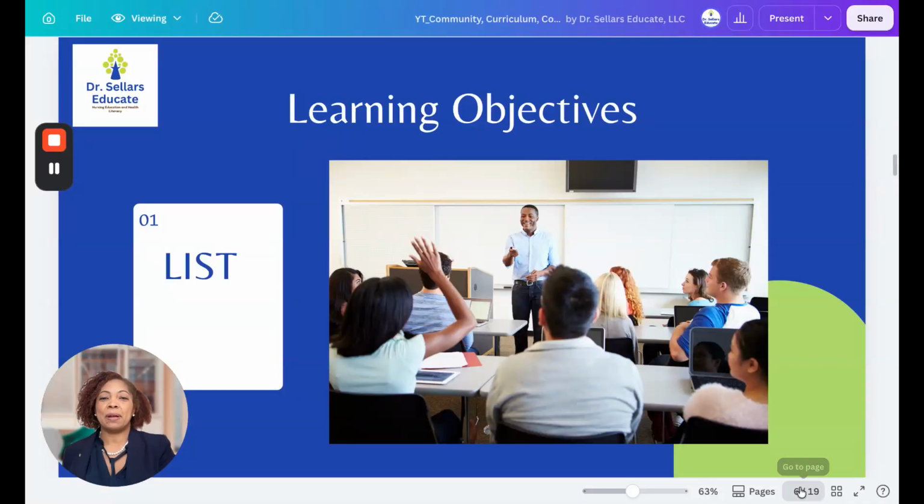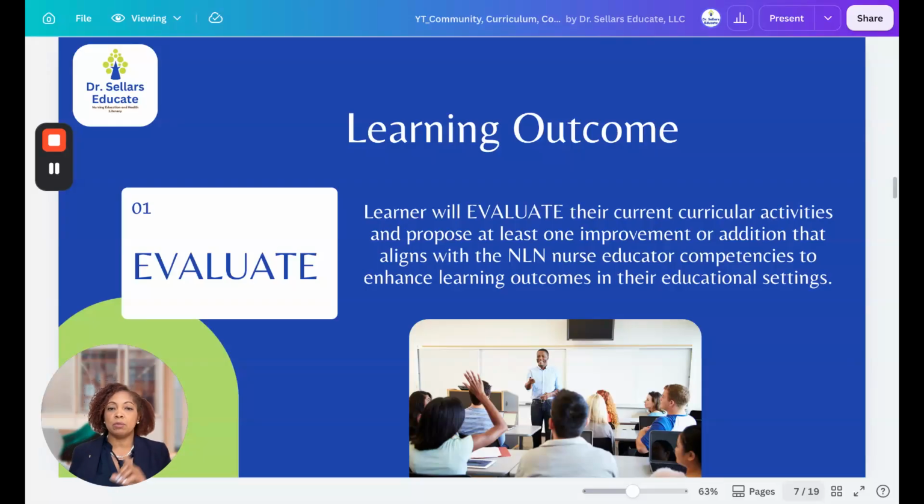And then when you think about writing your learning objectives, as we said, you also want to think about your learning outcomes. And we just have one for today, where we want you to think about evaluation. So this is what we want one of your takeaways to be, or at least consider it. You may have written down a different one already. We want you to evaluate your current curricular activities, and we want you to propose at least one improvement or addition that aligns with the NLN nurse educator competencies to enhance learning outcomes in your educational setting.